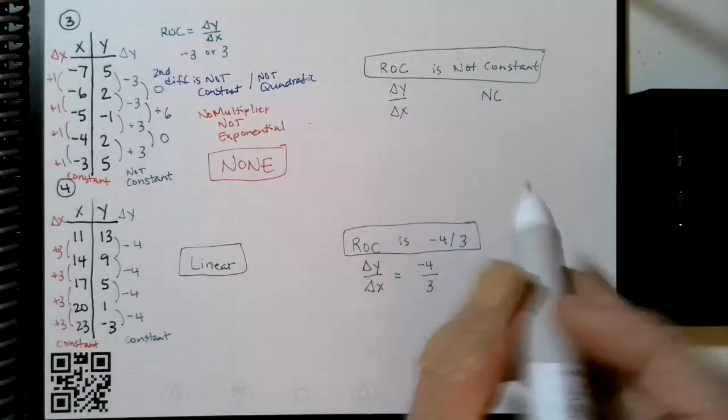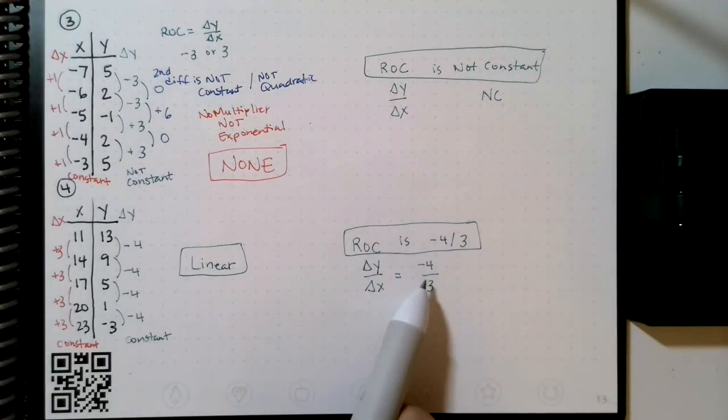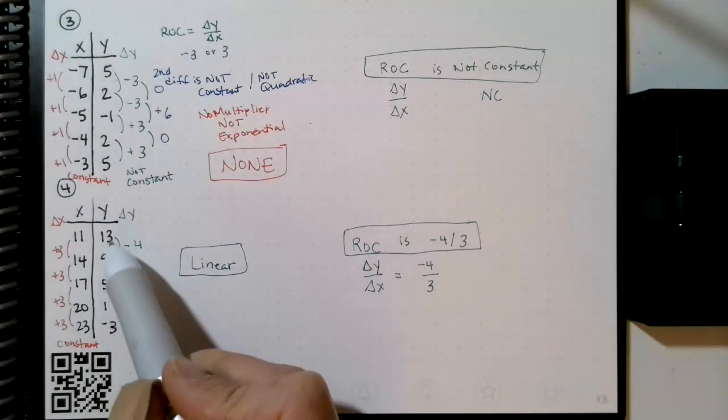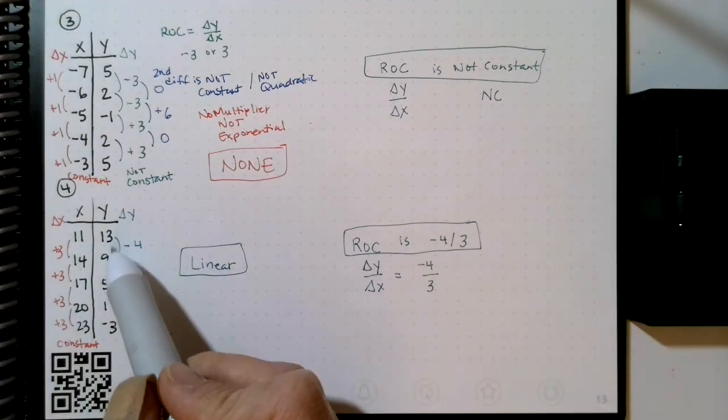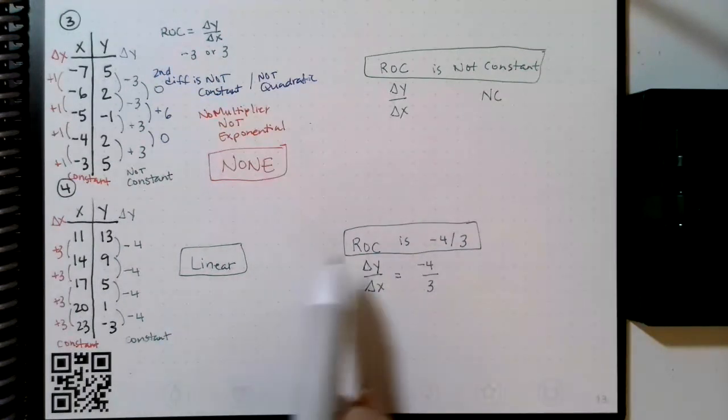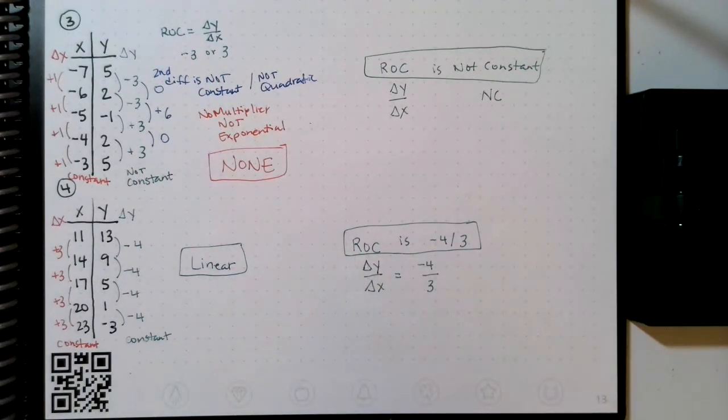One thing I like to think about is looking at my rate of change. It's showing that it's negative. That means my y values are decreasing as I go down my table, and that's just a good double check. I'm looking at my y values decreasing. I see that my rate of change is negative. Those two things should correspond, so it's always good to double check that.